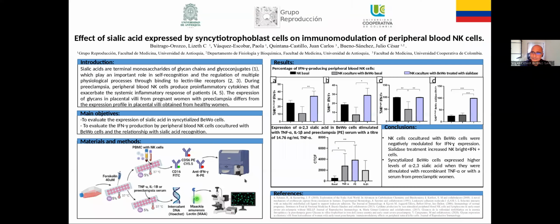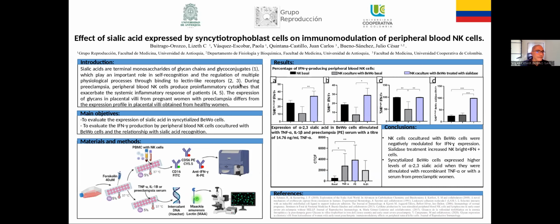This is our work. That work was performed by the reproduction group and supported by Universidad de Antioquia and Universidad Cooperativa de Colombia. The title is the effect of sialic acid expressed by syncytiotrophoblast cells on immunomodulation of peripheral blood cells.